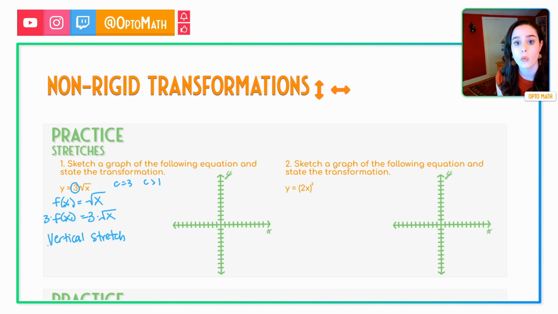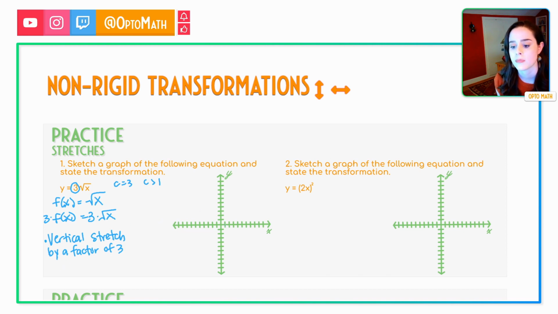And we have to say by what factor. Remember, factor just means it's multiplying, right? If a number has factors, that means those are the numbers that you can multiply together to get to that number. So that factor word means multiply. So we're going to say vertical stretch by a factor of 3. So we've stated the transformation here. Now let's graph it. So I would probably look at a regular square root of x and then apply the times 3 to all of my y values.